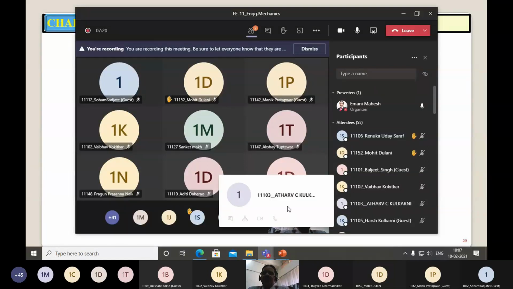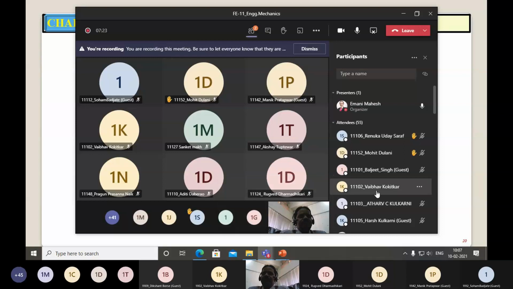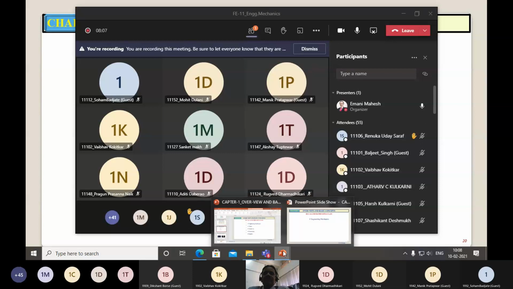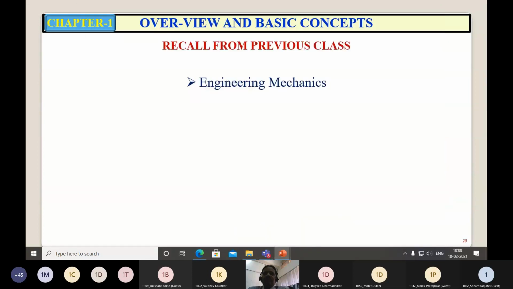So what is a rigid body? Mr. Vaibhav, roll number 2. Rigid body means where deformation is zero. Okay. So when a force system is acting on a body, and if the deformation of that body is 0, then it is known as a rigid body. Other way around, any body can be considered as a rigid body if the deformation of that body is very, very small as compared to the overall dimensions of the body.